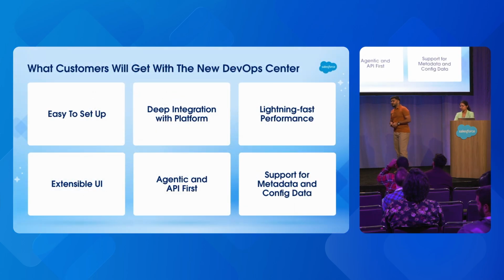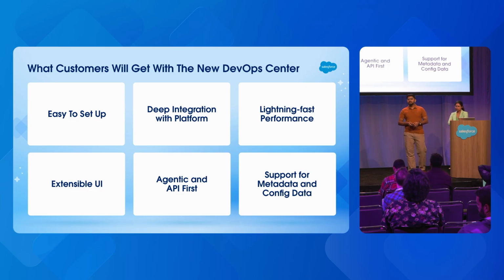So these are the few advantages of the new next-gen DevOps Center. Easy to set up. It's deeply integrated with the platform. You don't need to worry about any installation. And it's also supporting the latest Lightning Design System from Salesforce. The UI is also extensible and API first, because all the products that we build are API first, and so DevOps Center is also API first, which means you can extend it.